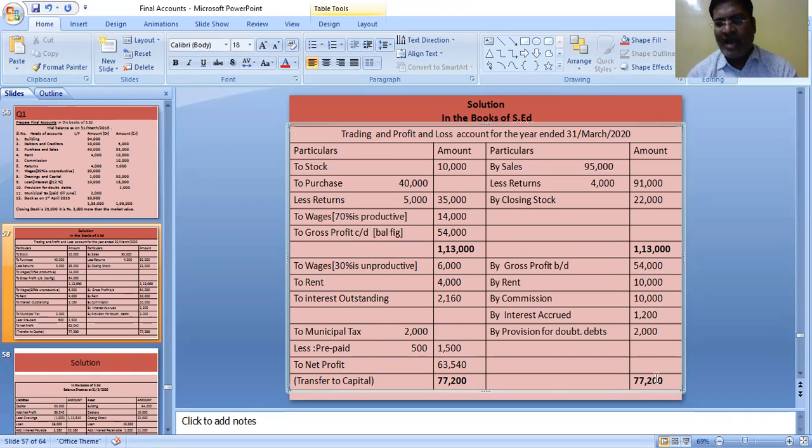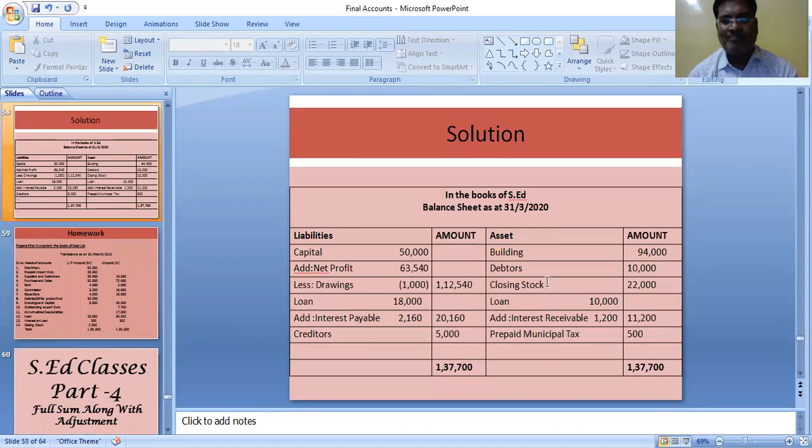Similarly, we have just added this side in the credit side 77,200, and net profit came the balancing figure. We just subtracted this 6,000, 4,000, 2160 and 1500. When we subtracted from this 77,200, we got 63,540, which is our net profit, which has to be transferred to capital account. Let's see our balance sheet.